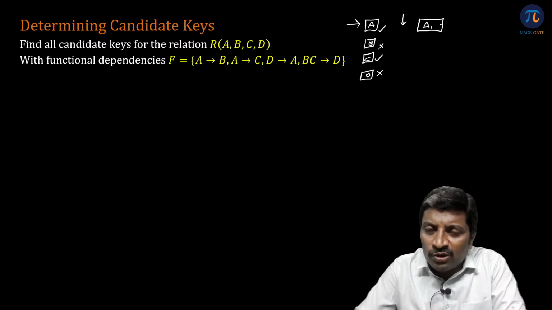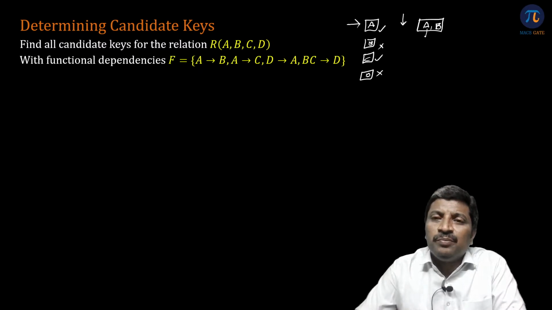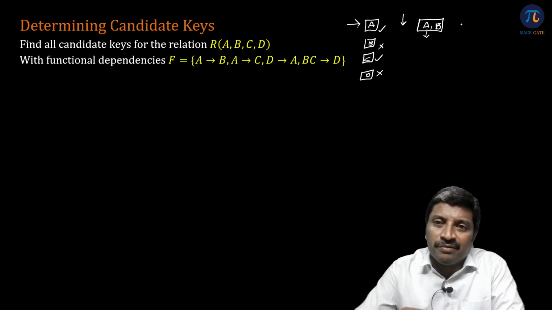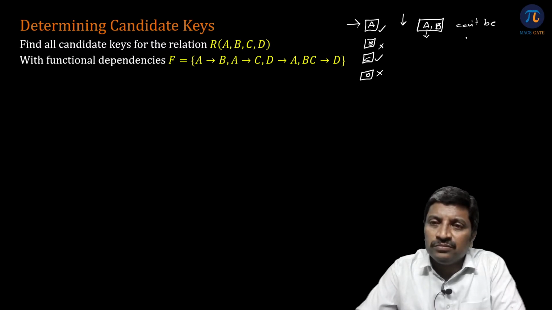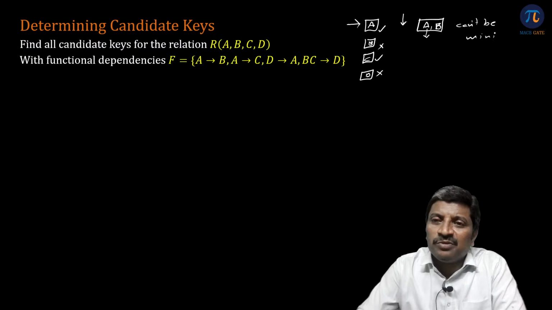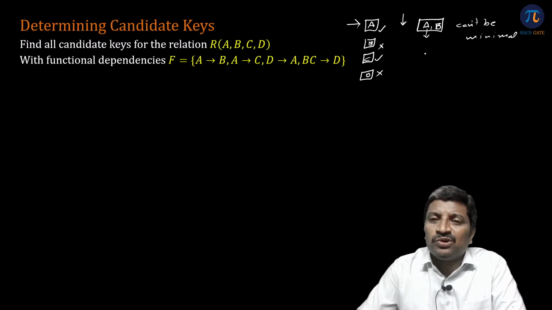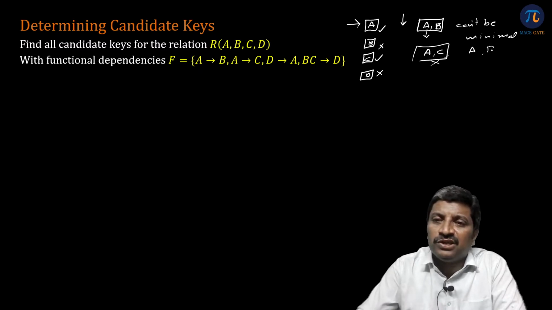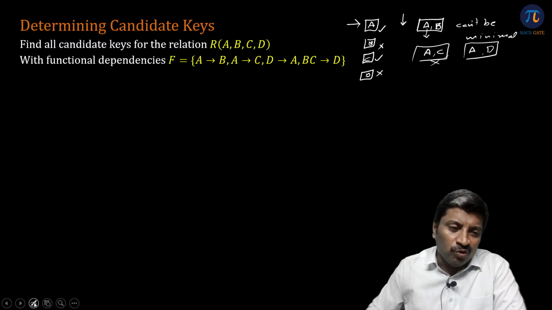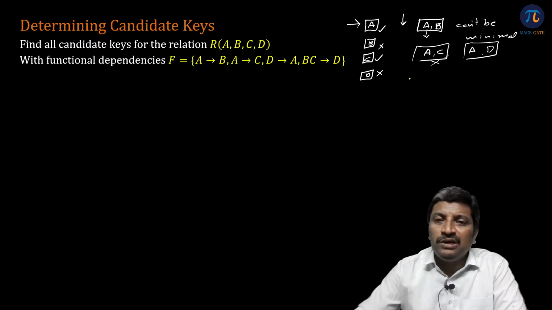Now I don't consider this A comma B. Why don't consider, sir? Because A is already a candidate key. So this cannot be minimal. I should not consider any combination with A. So this is not a candidate key. Even this is also not a candidate key. Hope you understood it. So we need to write only the combinations in which the individuals are not candidate keys.